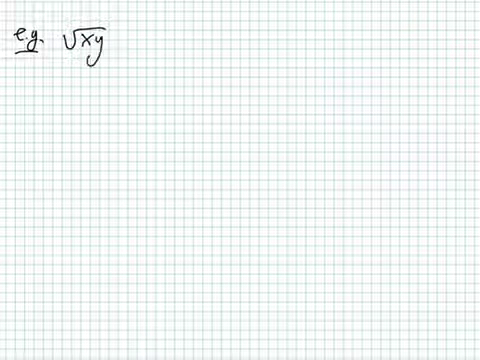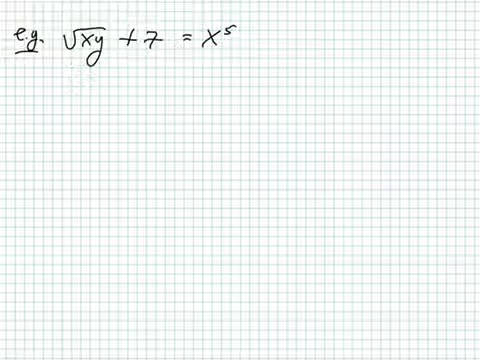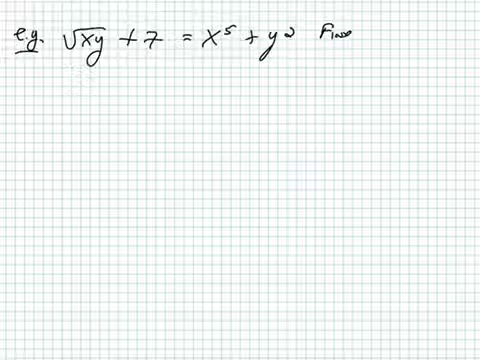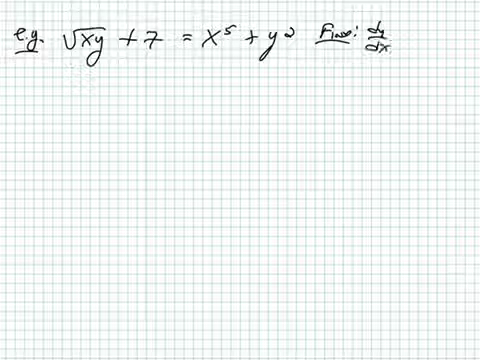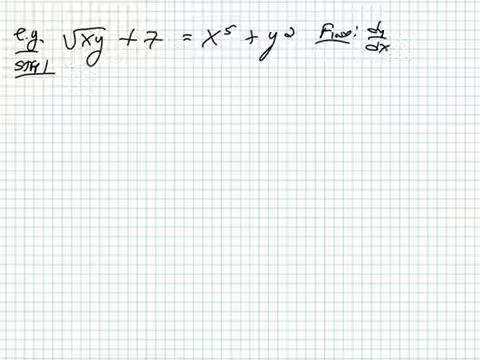So, for example, let's say I have the square root of x times y plus 7 is equal to x to the 5th plus y squared. And I want to find dy dx. Okay, so step 1 is to take d dx of both sides.